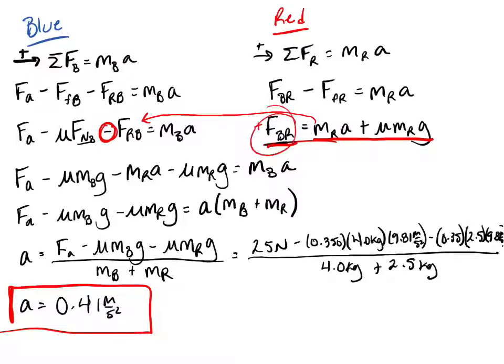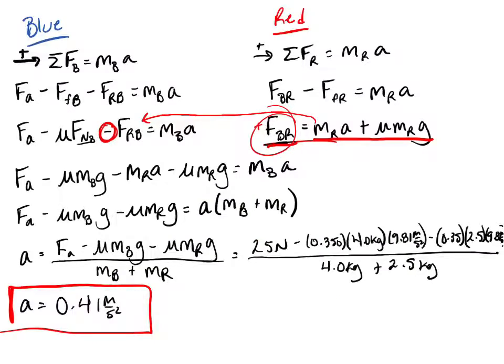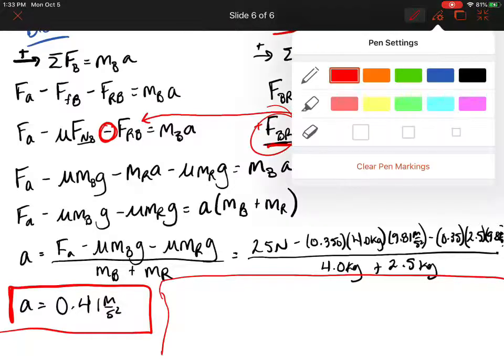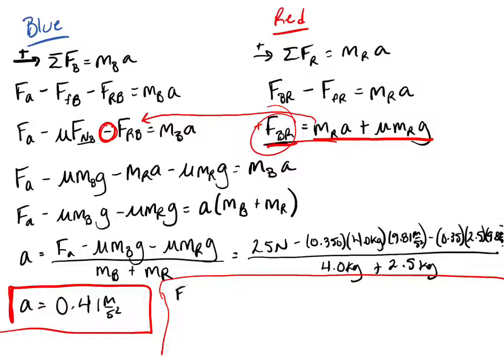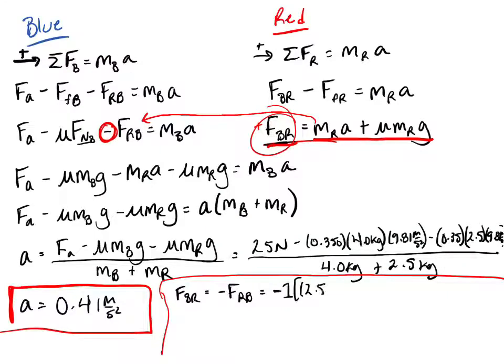Okay? So let's do this. I don't know where I'm going to do it because I've run out of room. I guess I'm going to do it down here. Okay? So we know force of the blue box on the red box is equal to the negative force of the red box on the blue box. So what I'm going to do, I'm going to multiply this whole thing by a -1. Okay? So then we have MRA, so mass of the red box was 2.5 kilograms.